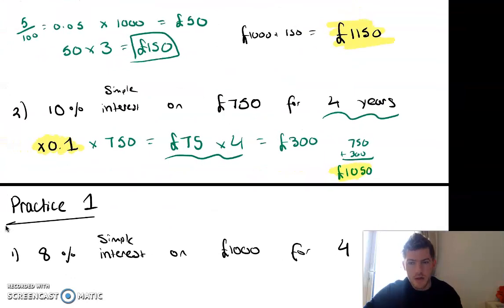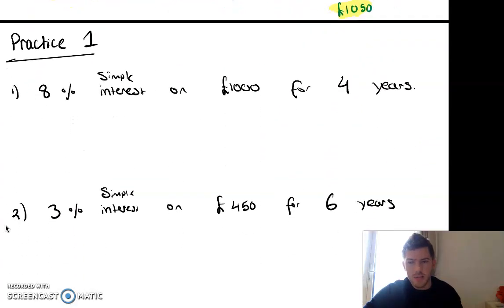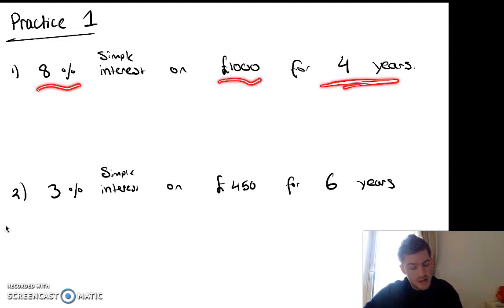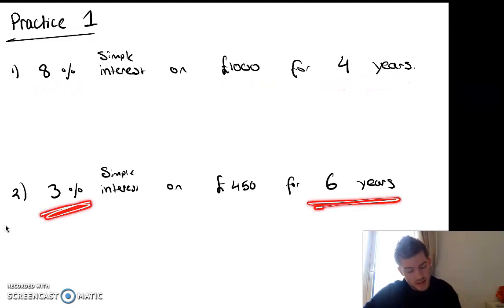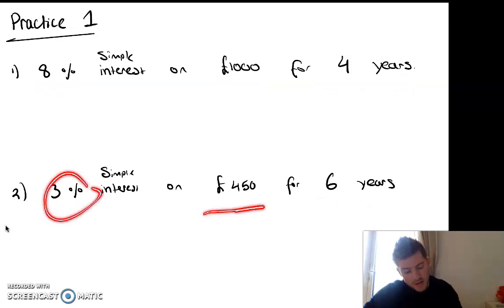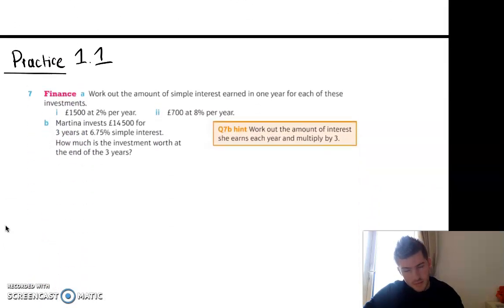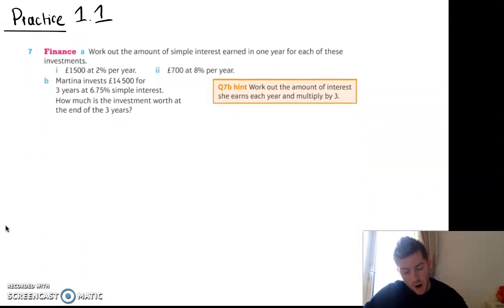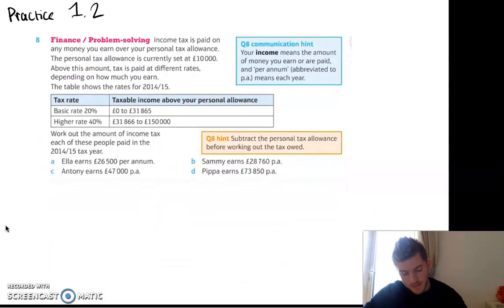Okay, so 2 questions to practice on. Have a go at them, and then I'll release the answer to you soon. So again, find 8% of 1,000, times it by 4, and you're going to add it on. Same again, 3% for 6 years. Find 3% of your investment, and then add it on for 6 years. And then I've got some worded questions here. So we've got 1 and 2.